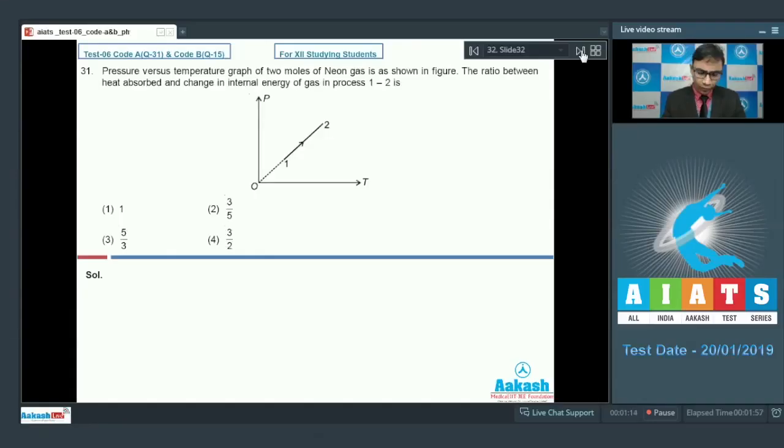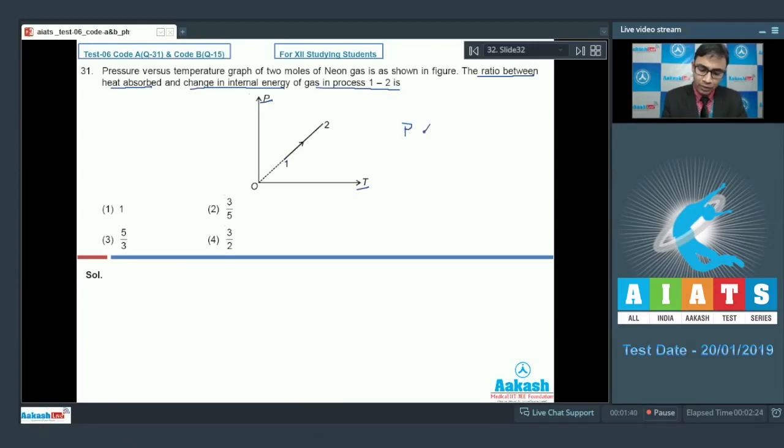In question 31, it says that the pressure versus temperature graph of 2 moles of neon gas is as shown in the figure. The ratio between heat absorbed and change in internal energy of gas in process 1 to 2 is. So as you look at this graph, we can say that pressure and temperature are directly proportional to each other because the graph is a straight line passing through the origin.